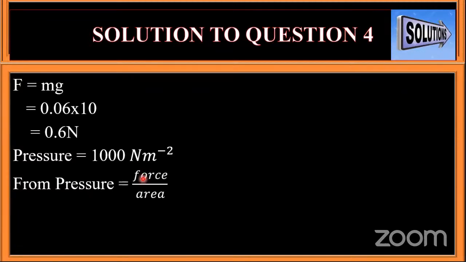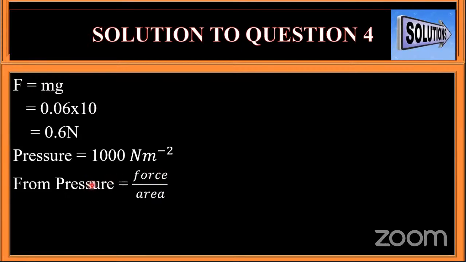Do you see here? We have the force already, and pressure already. So they want the area. Can you fail to get the area when we know the pressure and the force? No. Very good. We just substitute.